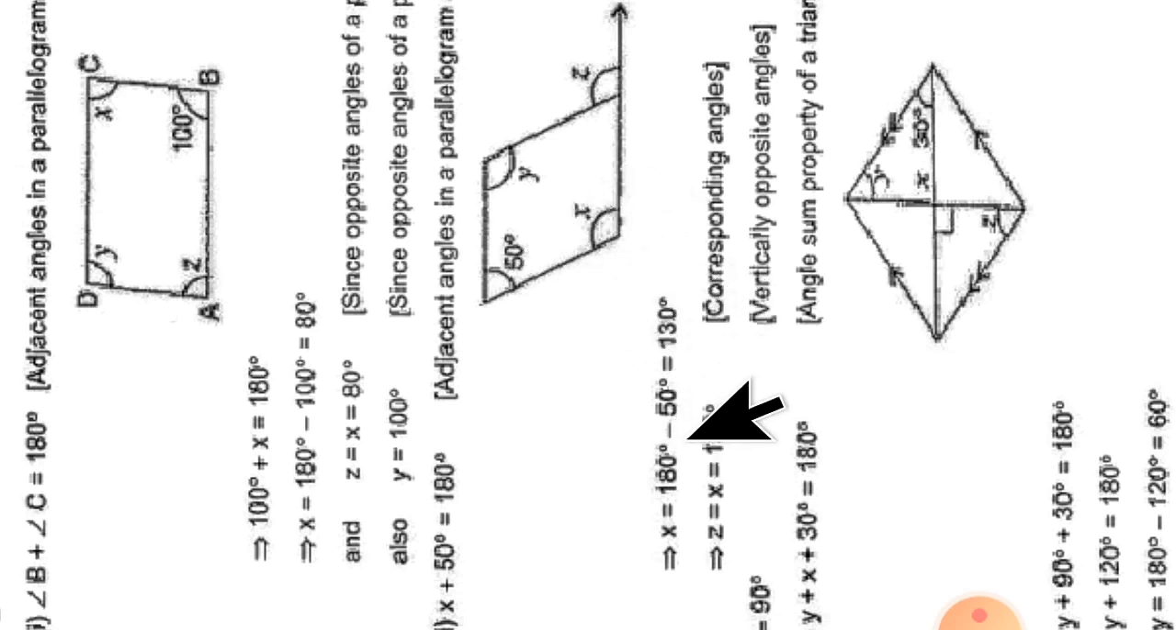Now Z is equal to X is equal to 130 because see, these two are parallel lines and these two are corresponding angles. So corresponding angles are equal in measure. So Z is equal to X is equal to 130 degrees. And here, angle Y, this and these two are equal. So X is equal to 130 degrees and this also will be equal to 130 degrees. So these two are equal in measure. So Y is also 130 degrees.